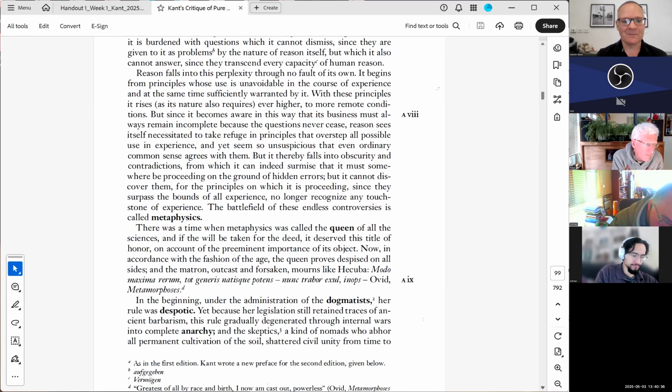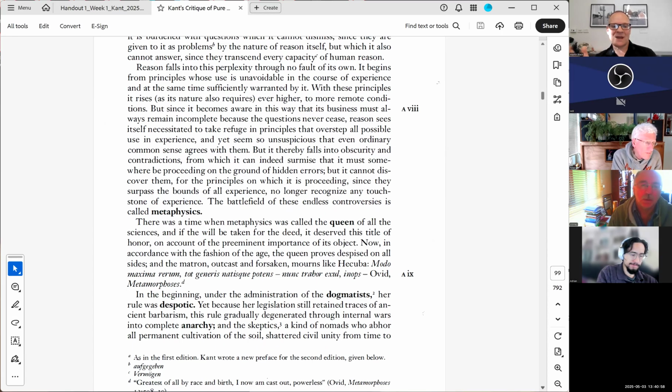Same as Bacon. Okay, so now, in accordance with the fashion of the age, this age of enlightenment, the queen proves despised on all sides, and the matron, outcast and forsaken, mourns like Hecuba, Priam's wife at the fall of Troy. Greatest of all by race and birth, I am now cast out powerless. He agrees with the casting out. This queen and her king have false pretenders to the throne. So he agrees with this revolution.